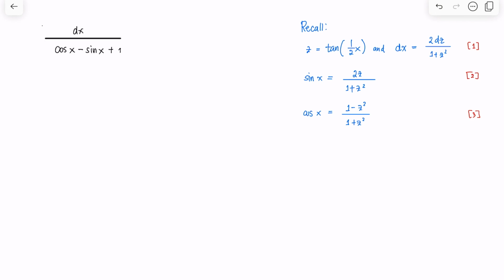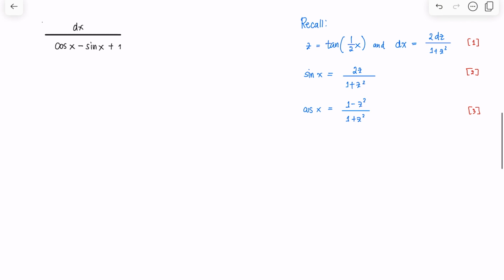The technique that we're going to use today is known as the Z-substitution. Basically, in Z-substitution, you let z be equal to tan of 1/2 of x, and then you let dx be equal to 2dz over 1 plus z squared. Alongside that, you do the substitution also for the sine of x and cosine of x respectively.